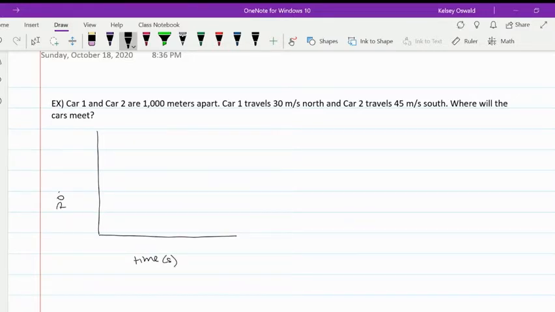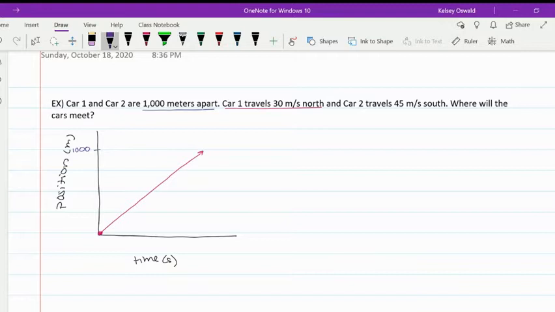Okay. So if you read the problem, we know that car 1 is traveling north and car 2 is traveling south and starting 1,000 meters away. Since car 1 is traveling north, it might be a good idea to have this car start at the origin. Okay, make it easy on ourselves. And then have north be the positive direction. Car 2, however, we know is going to start 1,000 meters away. So if car 1 starts at the origin, car 2 is going to have a y-intercept of 1,000.